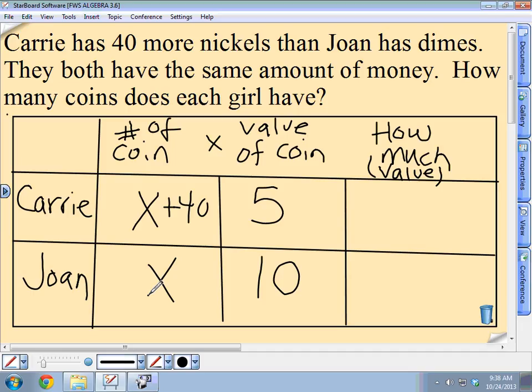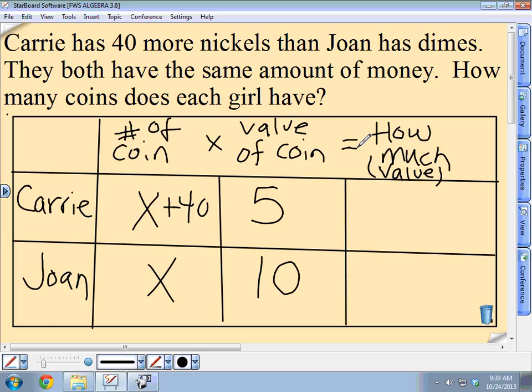And now we have to figure in how much they have. How much does Carrie have? x plus 40 is the number of coins Carrie has. And each of those coins is worth 5. So in order to find out how much, I have to multiply those. How would I do that?